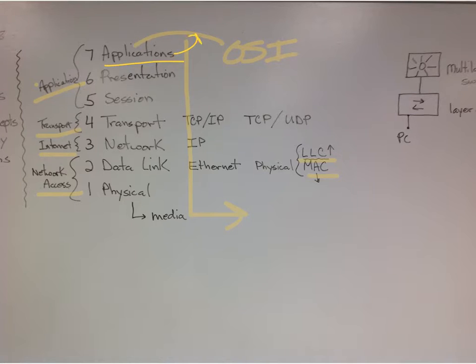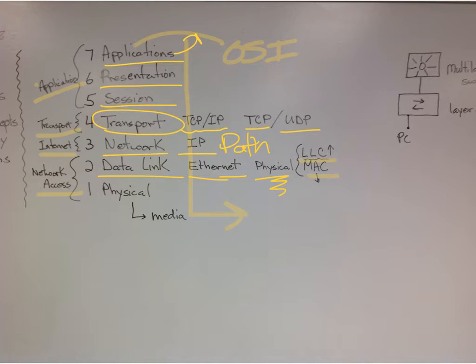The application connected into the apps. We present the data, we create a session, we figure out how we're going to transport the data, TCP or UDP, transmission control protocol, internet protocol, the network layer, IP addressing, path, data link, Ethernet for an example, and the physical layer, how we put it on the media. So when we come down, we get a segment, a packet, and a frame.